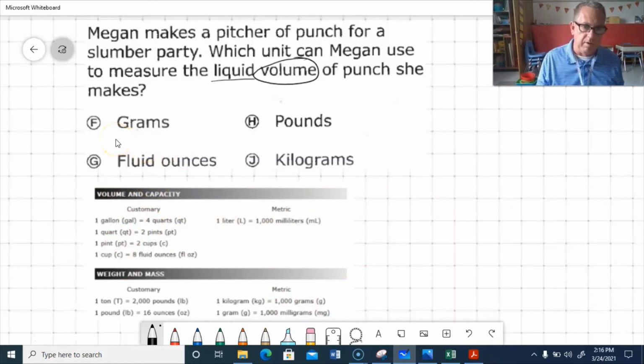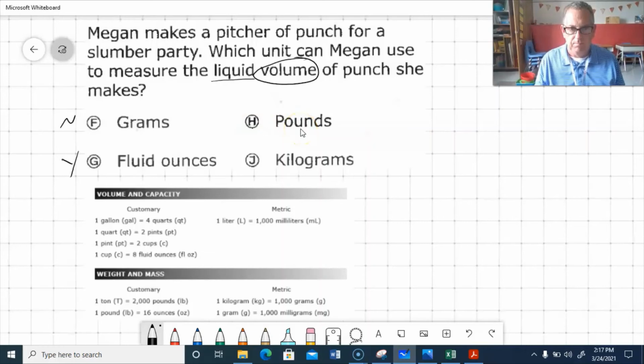Could I use grams to measure the volume? No, I would not use grams to measure volume because grams is a mass measurement down here. So that falls under weight and mass. Could I use fluid ounces to measure the volume? Yes, right here. Fluid ounces is a type of volume measurement, so I'm going to say yes on that one, but we'll still go ahead and check the rest of our answer choices.